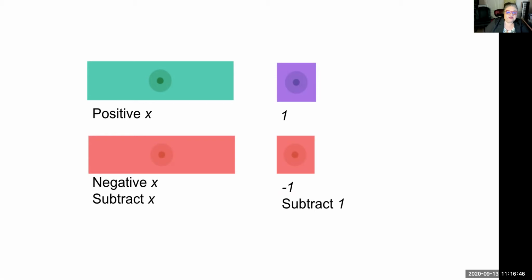So in the following examples, the long green rectangle is a positive X. The long red rectangle is a negative X, or subtract X. The purple square represents 1, and the red square represents -1 or subtract 1.